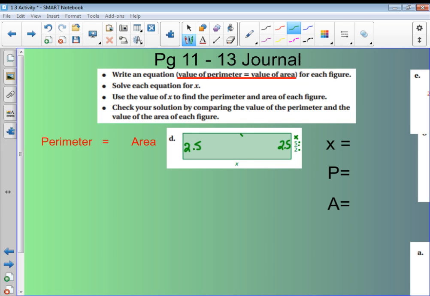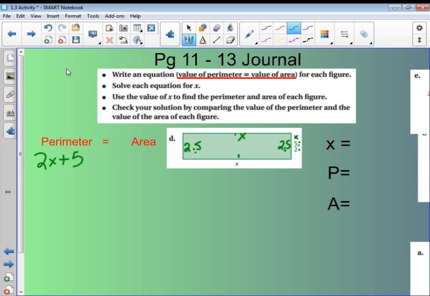And the top up here is an x because it's the same as this one, okay? Now I like to do that because I like to see everything. Okay, so when I do my perimeter, I see 2 x's, and then I see 2.5 plus a 2.5, that equals 5. So I have 2 x's plus a 5.